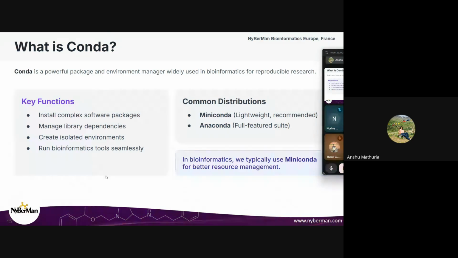Some key functions that I would like to mention about Conda is that it can install complex software packages. All the bioinformatic tools and libraries like QIIME2, BioPython, Pandas, NumPy, all of these can be installed directly and very easily in Conda. It can manage library dependencies. Many programs require very specific versions of libraries. Conda automatically installs the required dependencies, and that's why it becomes compatible. Whatever dependencies are required, it installs, and it prevents clashing with the other environments. That is why it is preferred over other options, basically for the bioinformatic tools.